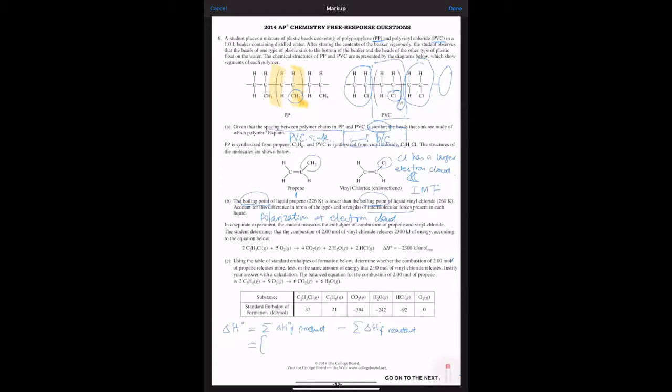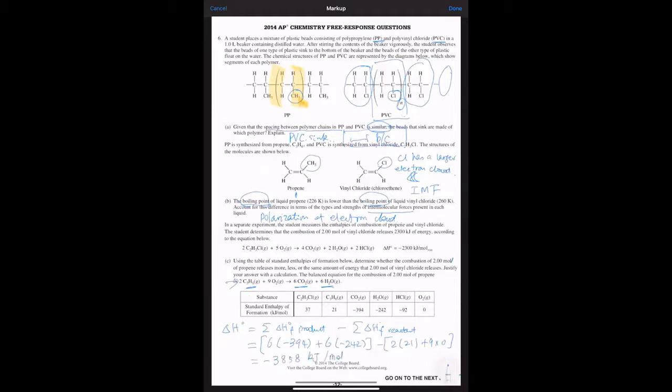So for these reactions, we have 6 CO2, so that gives you 6 times CO2, which is minus 394, plus 6 of water, and water is minus 242. This is the product side. The reactant side, then we have 2 times C3H6, which is 21, plus 9 times oxygen, and because we know oxygen is 0, this is 0. So by solving this, we find the delta H is minus 3858 kilojoule per mole.